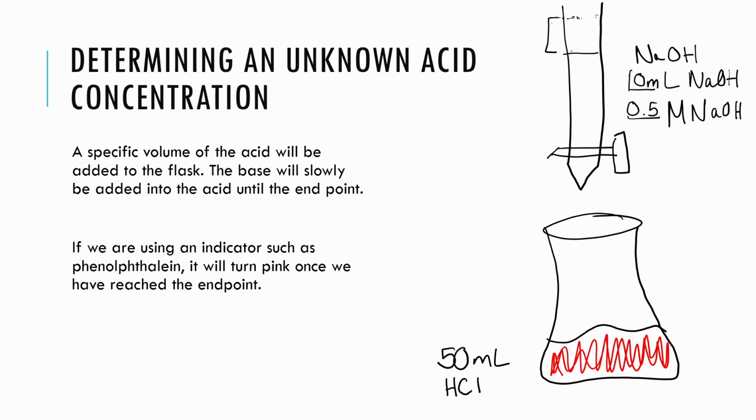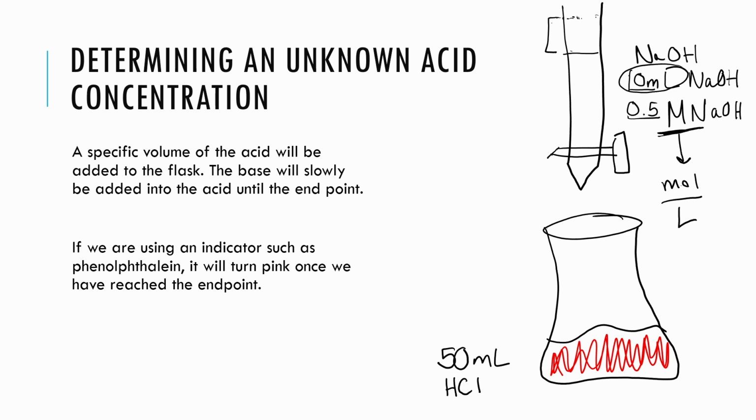Now we can convert this 10 milliliters into liters pretty easily. We've done metric conversions. And in this case, we have 0.5 molar. If you remember back to when we first learned about molarity, molarity is moles of solute per liter of solution. If we take this 10 milliliters, convert it to liters, and multiply it by the molarity, we get our moles. And so that's what we can do in order to get our moles of base.